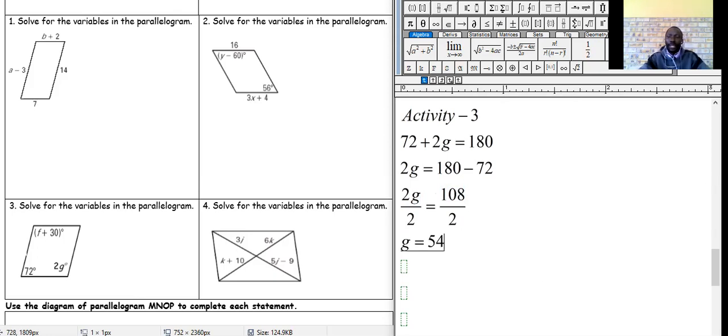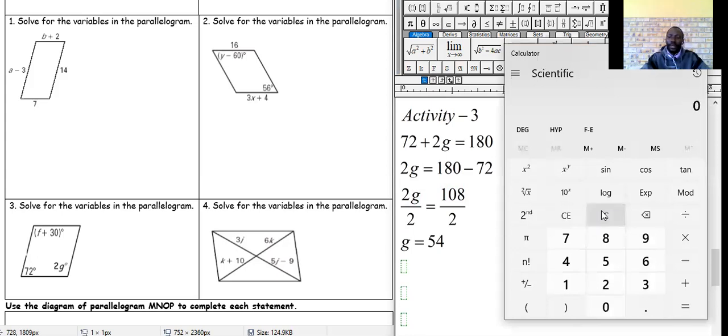Yeah, we could check it out right away. 108 divided by 2 is 54, yes. So that's what we get. Also here, just checking this.